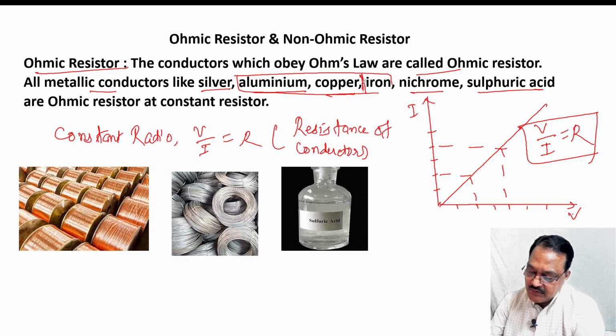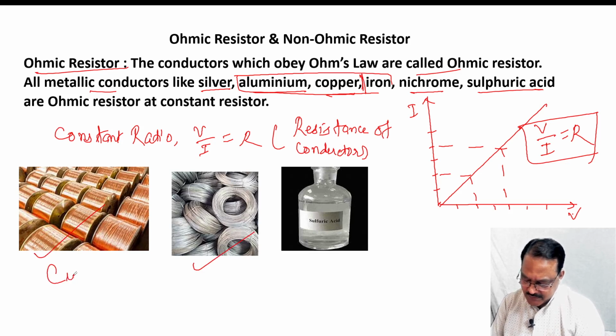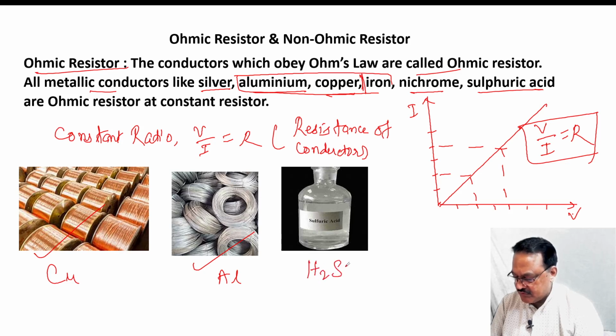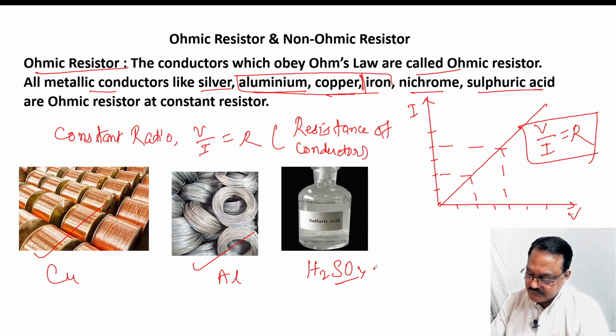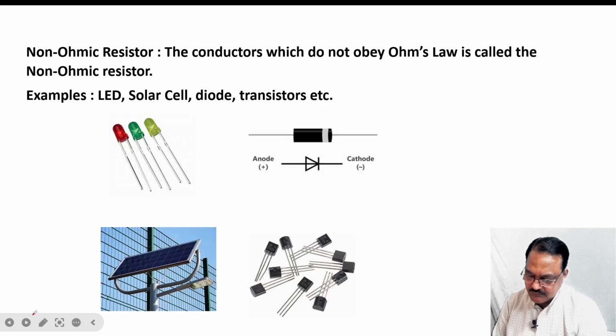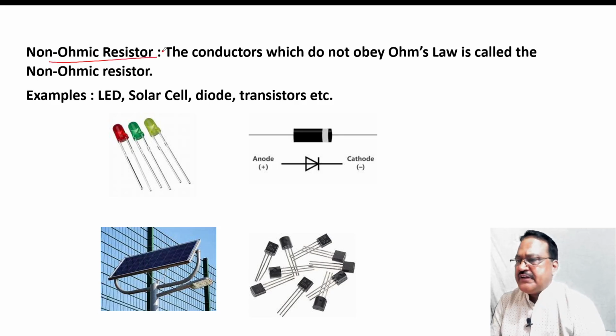Okay, this is what about the ohmic resistor. Some figures are also shown here. See, this is copper, this is aluminum, and this is the sulfuric acid H2SO4 being liquid. This is a good conductor of electricity and it obeys Ohm's law. Fine. Now let us see the non-ohmic resistor. Non-ohmic resistor is just the opposite of the ohmic resistor. It doesn't obey Ohm's law.